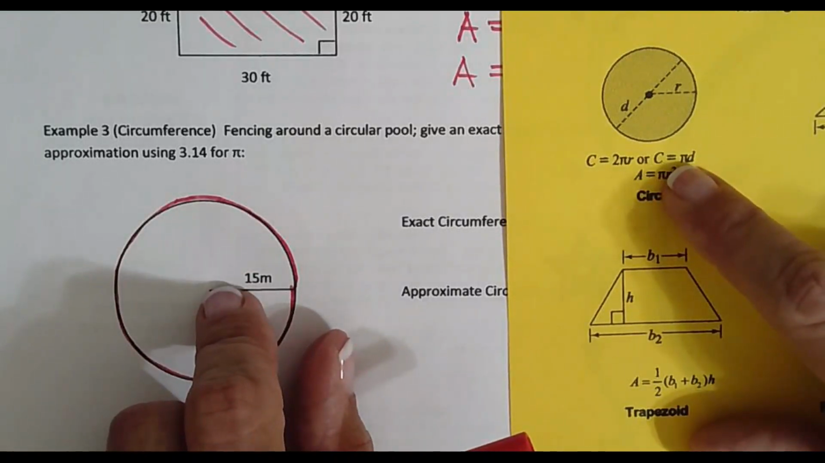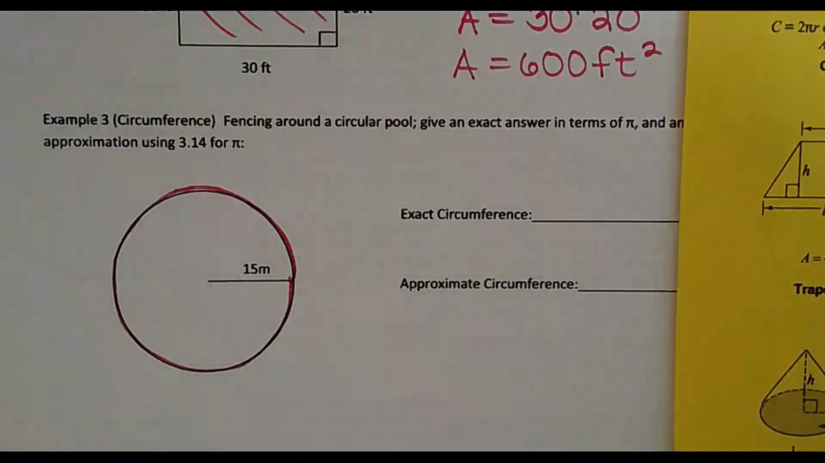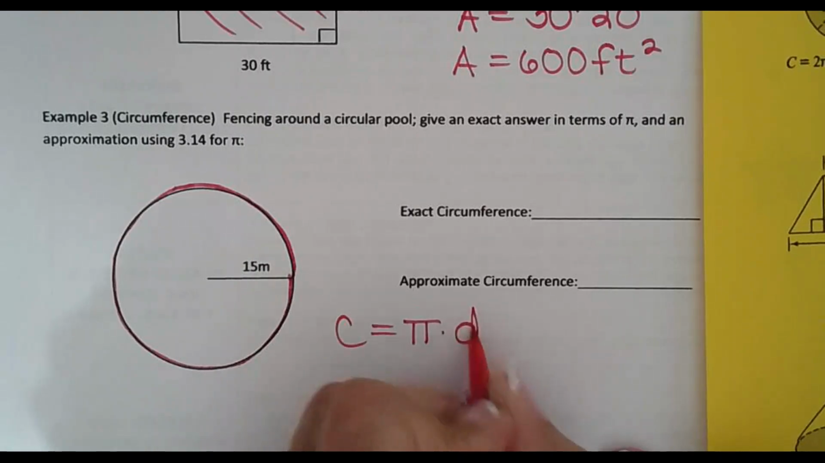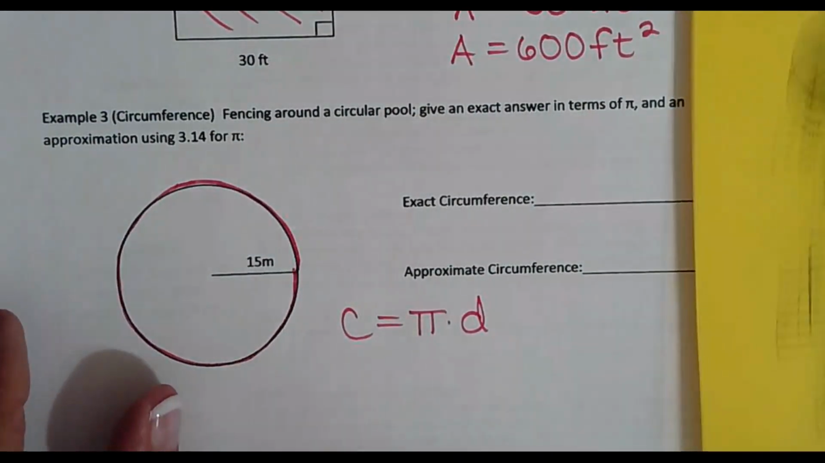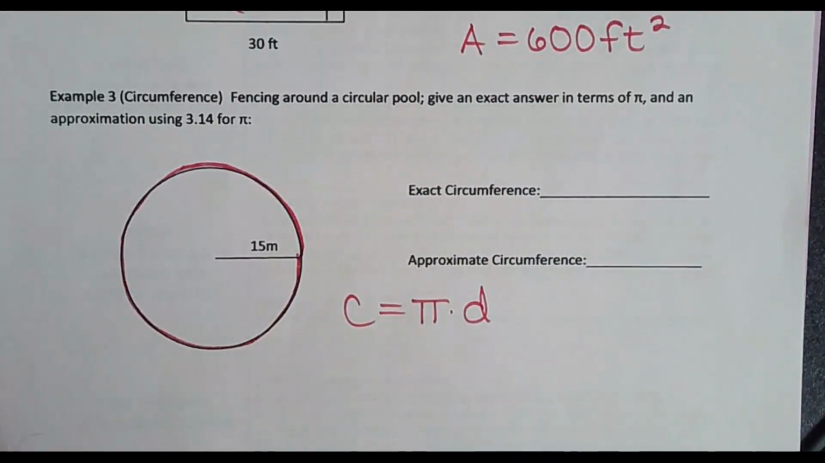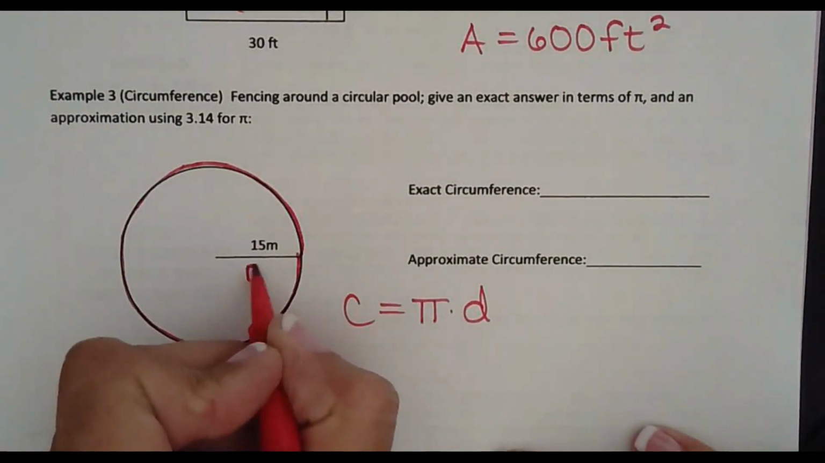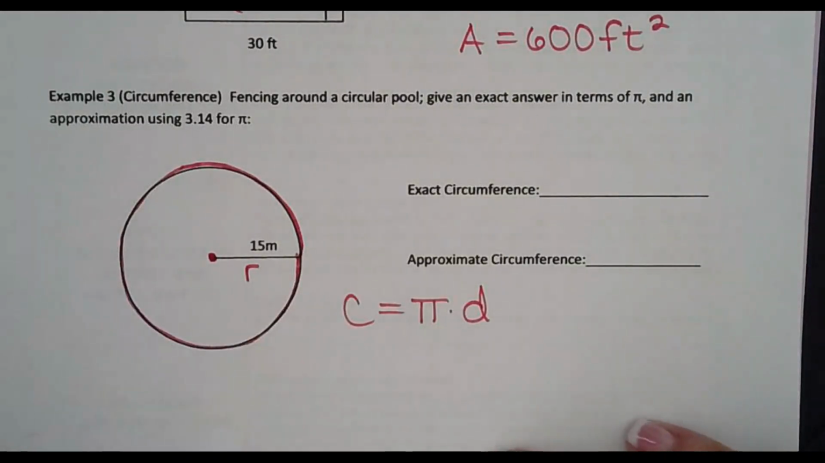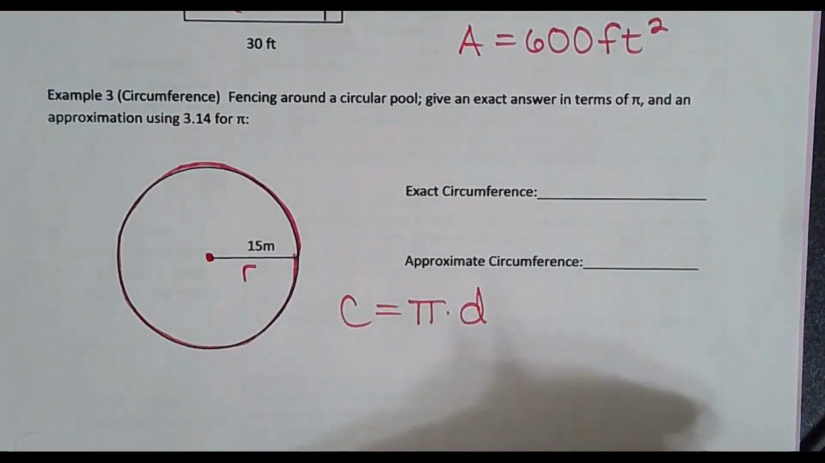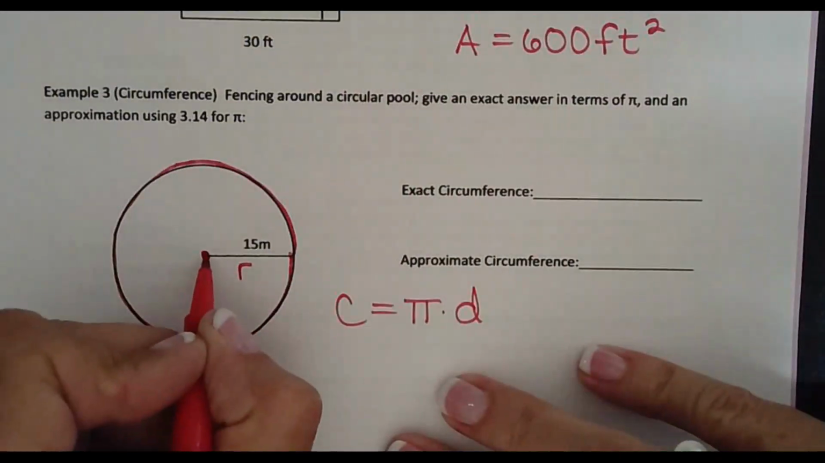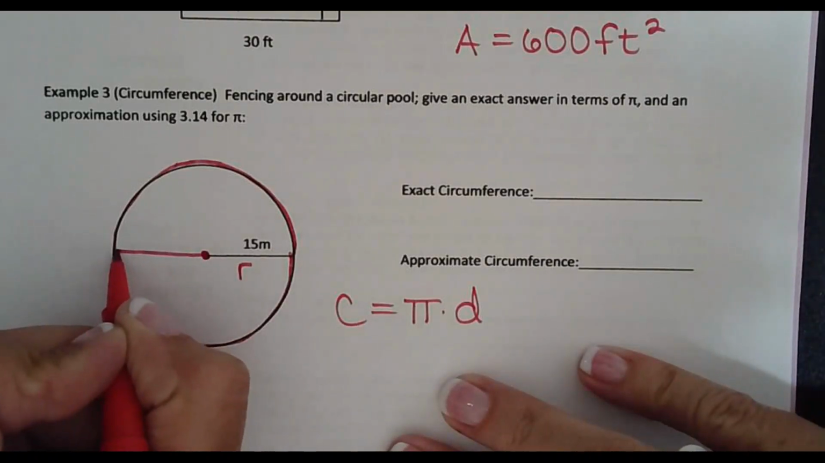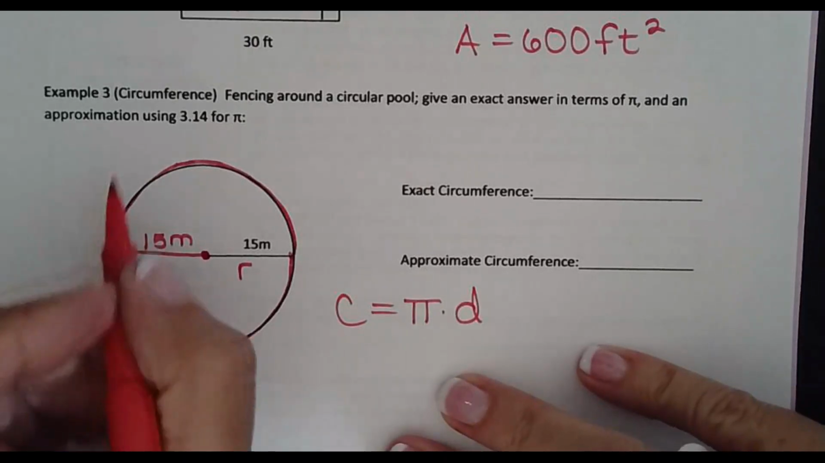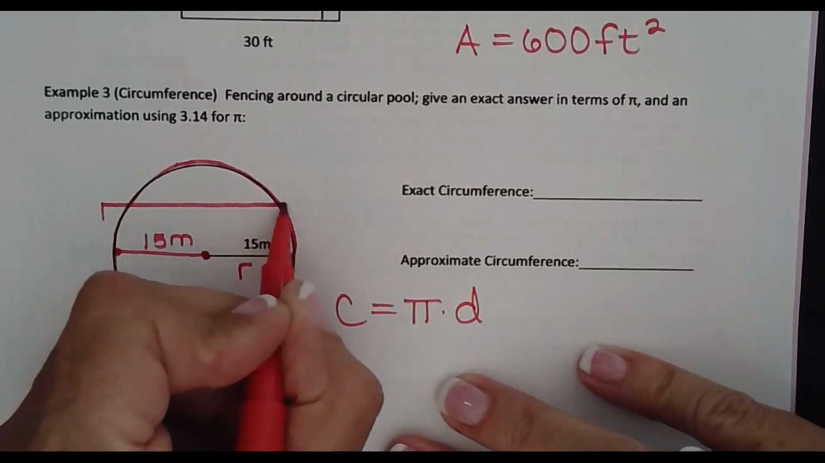C equals pi times diameter. Okay, so this is another thing I've noticed that students struggle with a little bit in this chapter: what is diameter, what is radius? This is a radius. The radius goes from the center of the circle to the outer part of the circle. This is a diameter. So this whole thing here is the diameter.